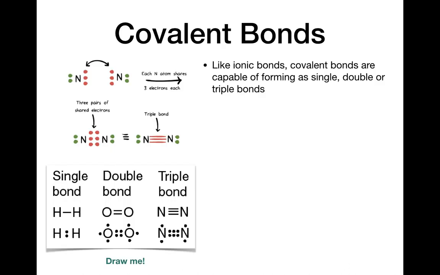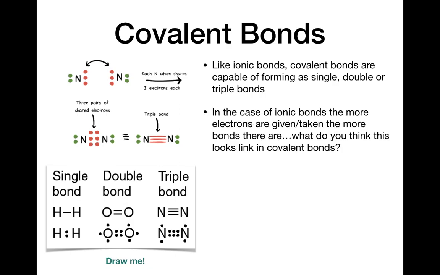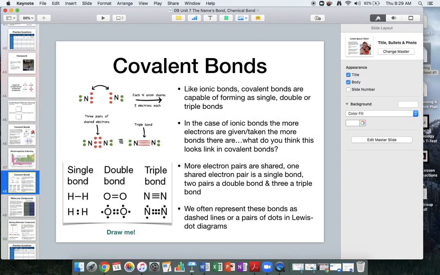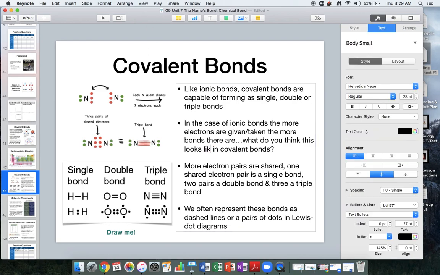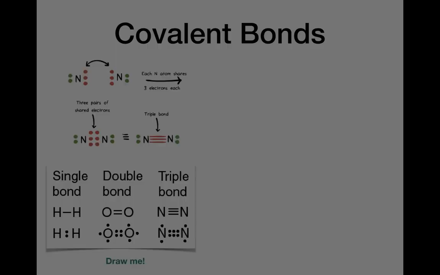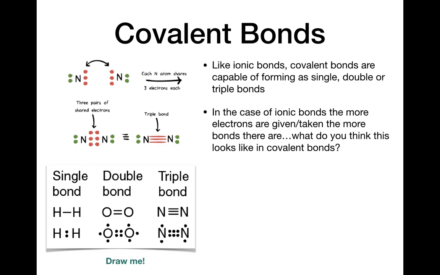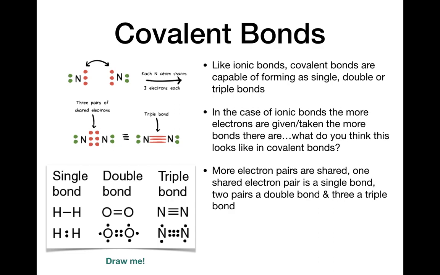Okay, so covalent bonds are capable of forming double, single, or triple bonds. In ionic bonds, the number of electrons being given or taken makes it a double, single, or triple bond. In covalent bonds, it's the number of electrons being shared. But it's not just a single electron being shared, it's about a pair of electrons being shared. Sorry guys, I got a typo here. Okay, the number of electrons being shared in covalent bonds is the indicator of how strong the bond is, or how many single, double, or triple bonds. So 1 shared electron pair is a single bond, 2 is a double bond, 3 is a triple bond.